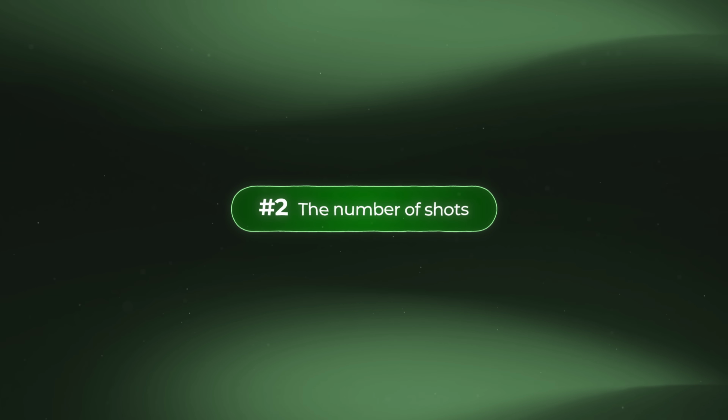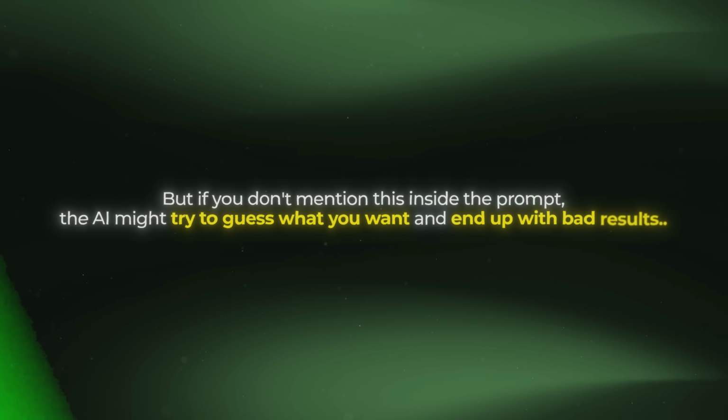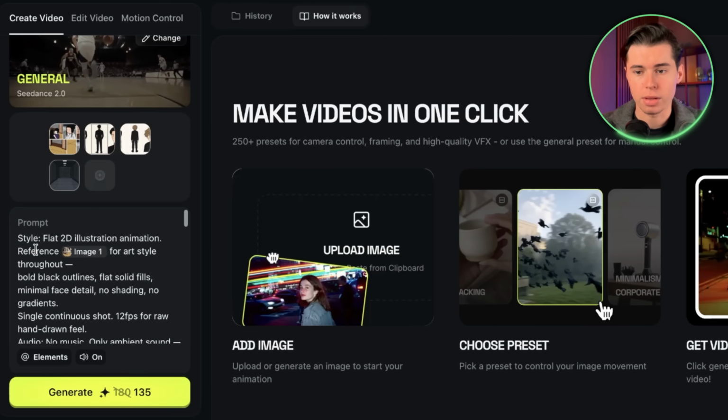Now, the second thing you want to pay attention to is the number of shots. You see, every animation has multiple shots, but if you don't mention this inside the prompt, the AI might try to guess what you want and end up with bad results. So to avoid this, we are going to tell it exactly when to move on to the next shot using timestamps. So let me show you how it actually looks for the first scene.